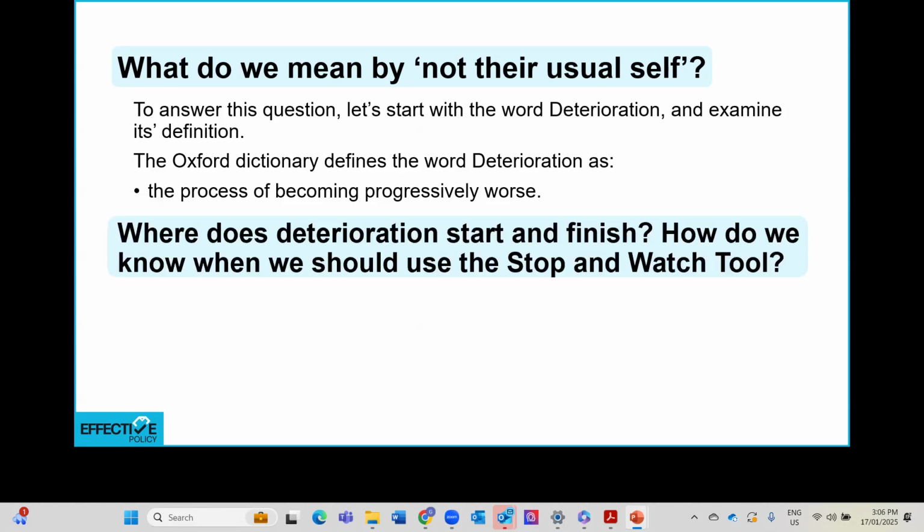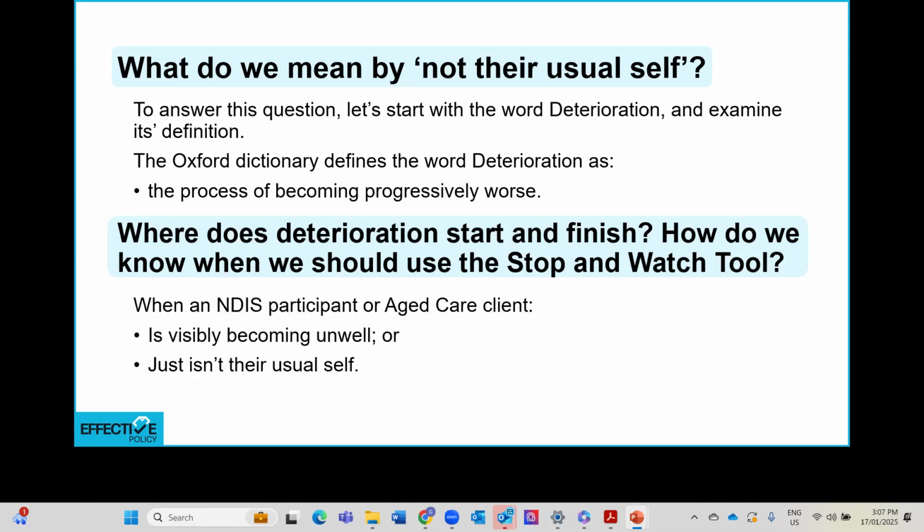Where does deterioration start and finish? How do we know when we should use the stop and watch tool? When an NDIS or aged care participant is visibly becoming unwell or just isn't their usual self. Usual self is a layman's way to show people on our front line, who didn't come here to be an RN, who come here just because it's their job. They may not be incredibly invested in it.